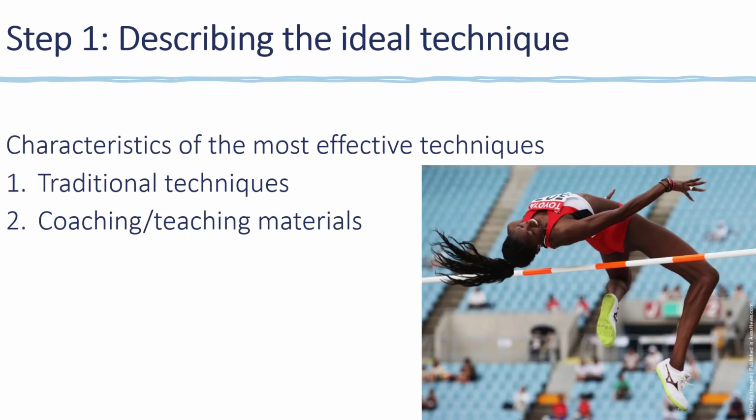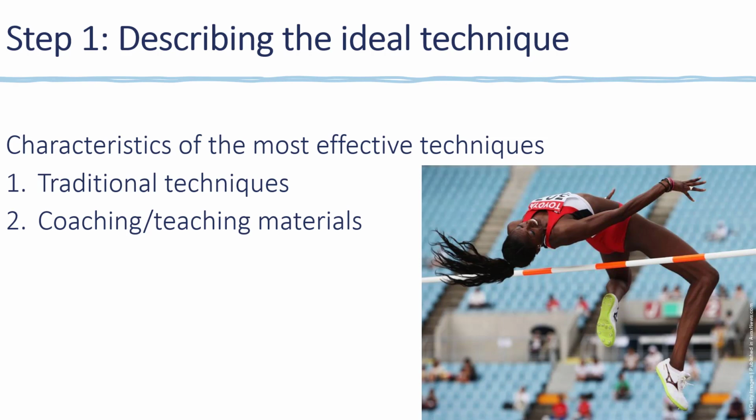Okay, so the next step is to identify the characteristics of the most effective technique. So this can be done two ways. The first involves an assessment of traditional techniques. So here you make the assumption that the traditional technique exhibits the most effective technique to execute the skill. So then you need to determine which aspects of that traditional technique are important and which ones aren't. And you can do this two ways.